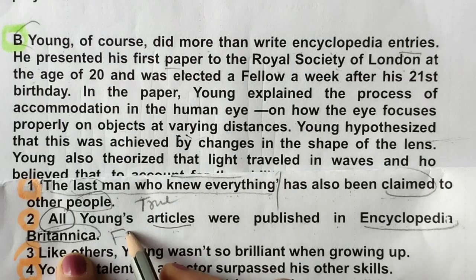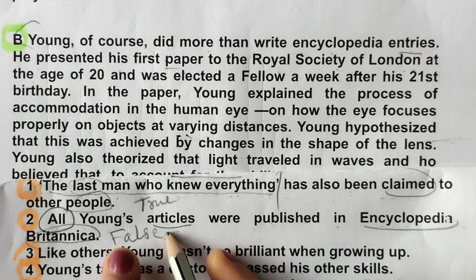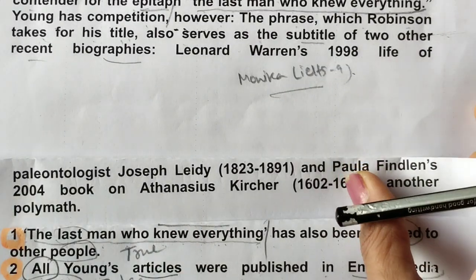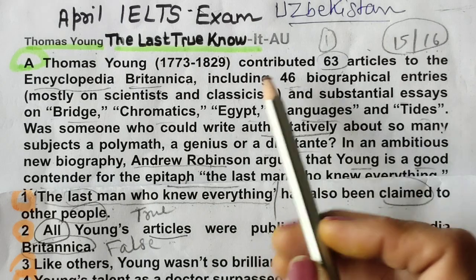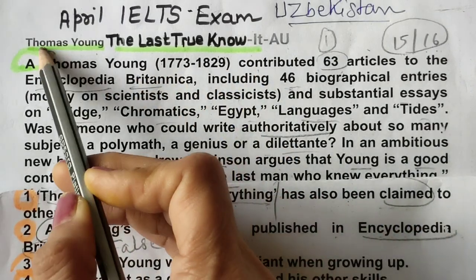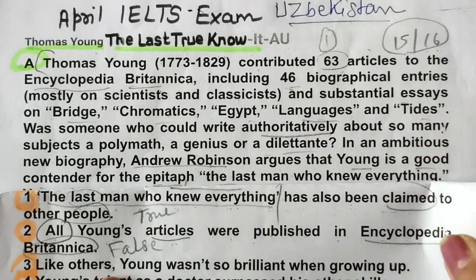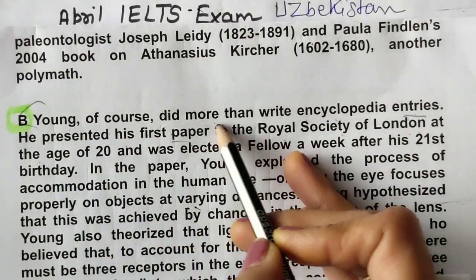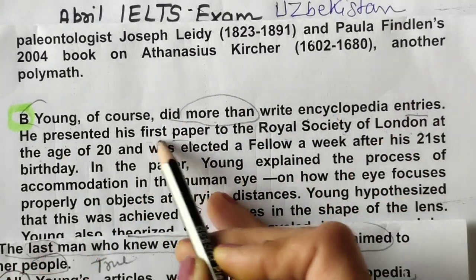So it is false. We have got the location of number 1, and after that we have got the location of number 2. But in the first paragraph A, don't get confused with this. Here it is given the number of articles that Young contributed to this Britannica. But here it doesn't mean that this is the complete thing for this second question. In the second paragraph we have got some other clue. This first line says Young of course did more than writing encyclopedia entries. He presented his paper and all.